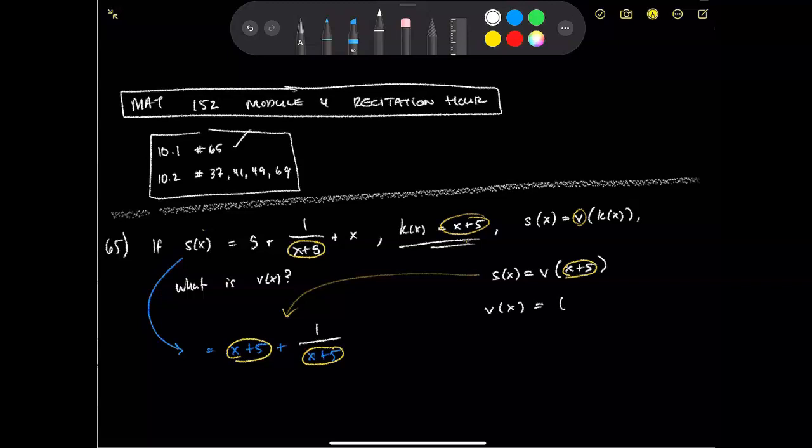is the function that puts something right there and right there, right, to kind of speak informally. So whatever that input is, x is the placeholder. So v of x is x plus 1 over x.